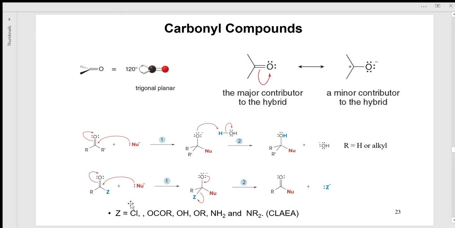For acid derivatives, I call them a collinear. This is a term I created. Z for acid derivatives, they have a different reactivity. Basically, this gives you the order of the reactivities. In this case, in many reactions the Z serves as the leaving group.